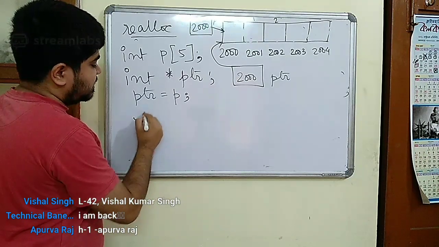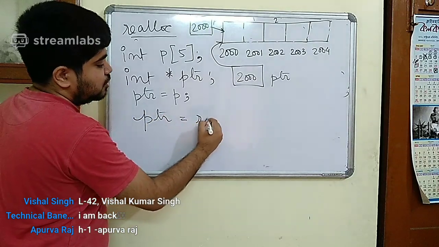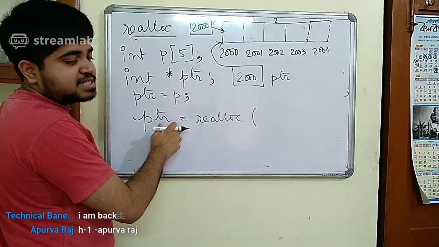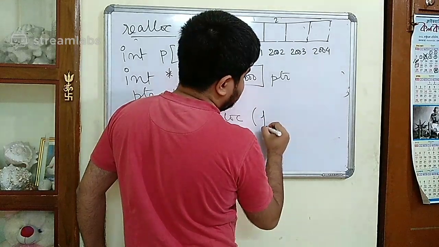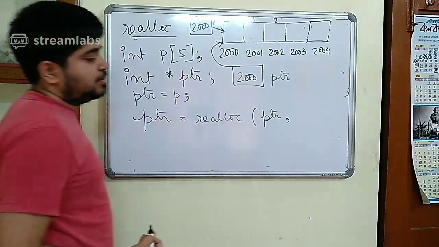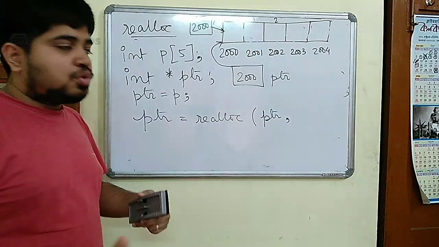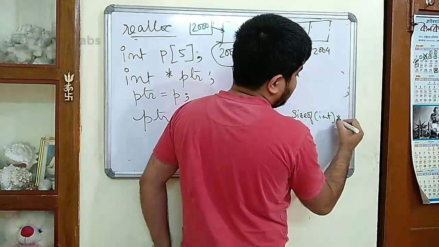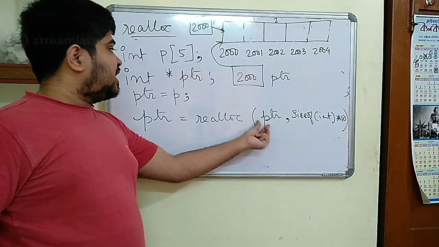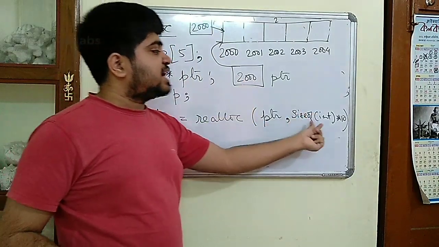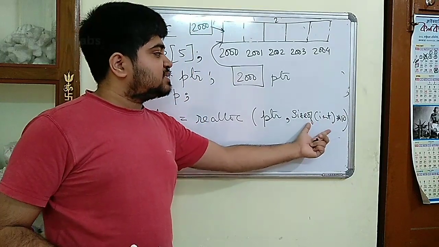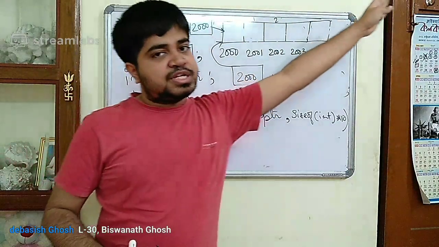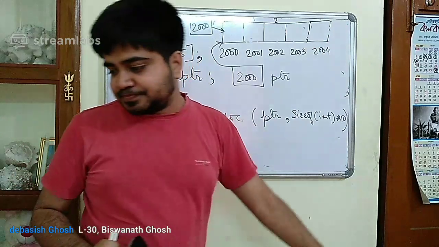Over here, if I want to reallocate, I will simply specify that ptr is equal to realloc, right? But remember, this same typecasting is required over here also. Ptr, whom am I reallocating? Ptr, and I'm modifying it to whatever I want. Say suppose I want it to be size of int, obviously, multiplied by 10. So ptr is being modified to size of int multiplied by 10. So what will this do? It will modify this 1, 2, 3, 4, 5 such location to 10 such location. So it will be modified to 10, right?